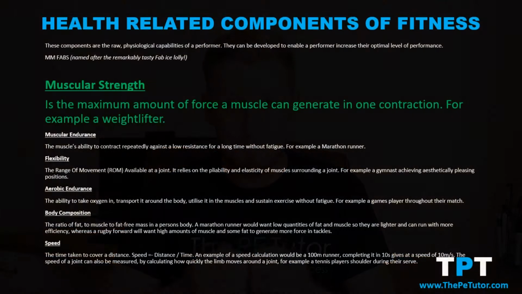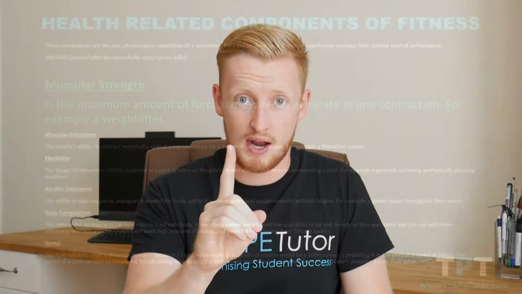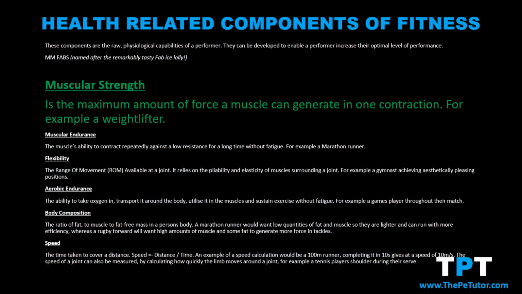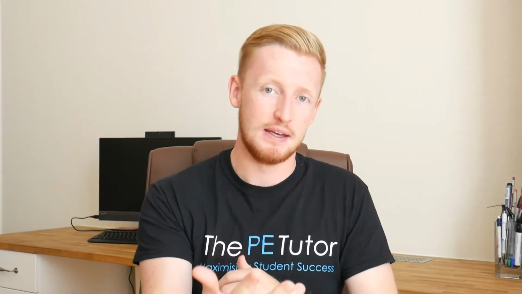Muscular strength is the maximum amount of force a muscle can generate in one contraction, whereas muscular endurance is the ability for a muscle to contract repeatedly against a low resistance for a long period of time without undue fatigue. A performer who might require muscular strength could be a weightlifter, and a performer who might require muscular endurance could be a marathon runner. Now for the FABS section. We have flexibility, aerobic endurance, body composition and speed.